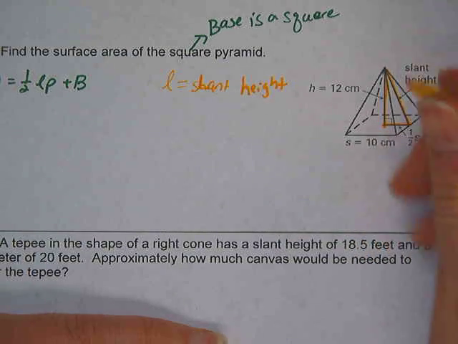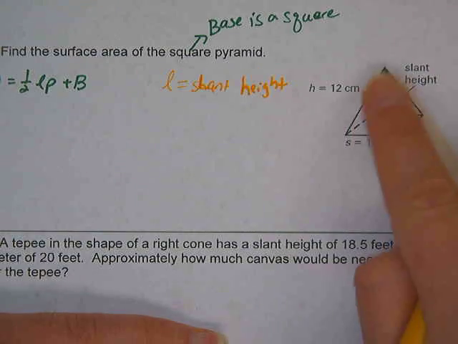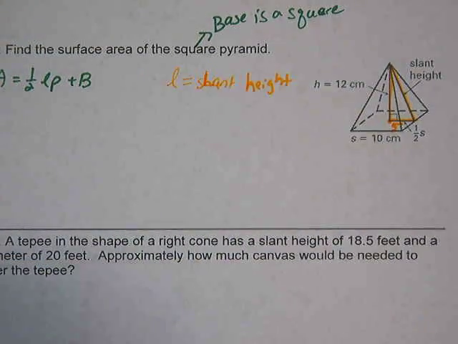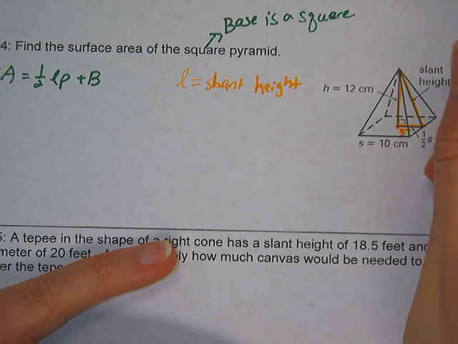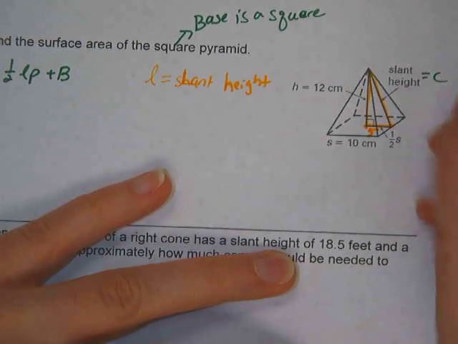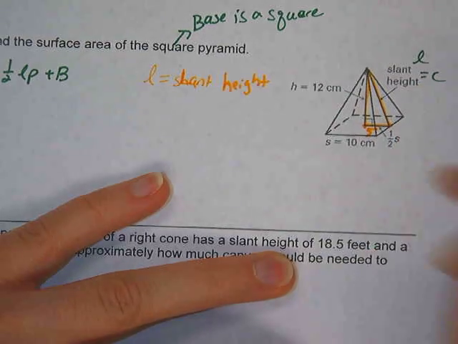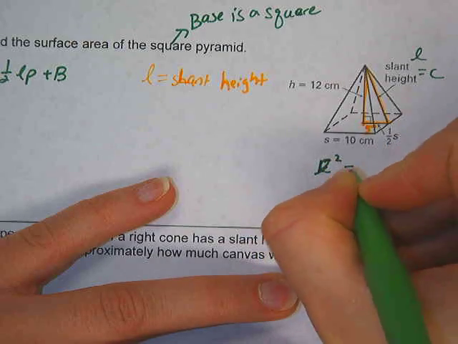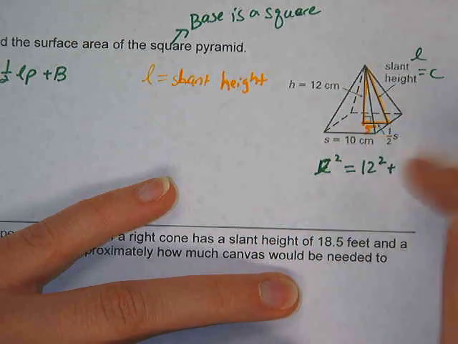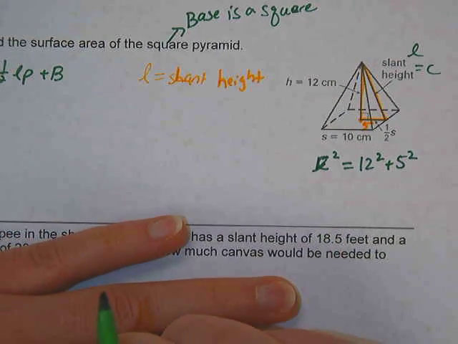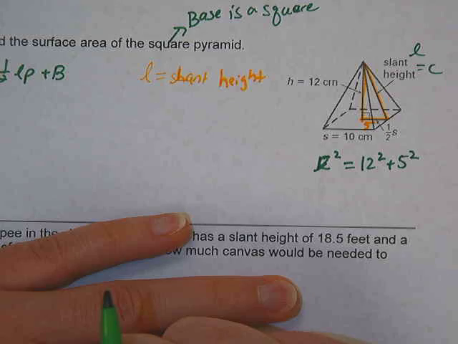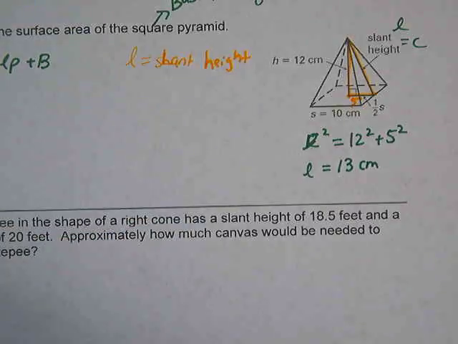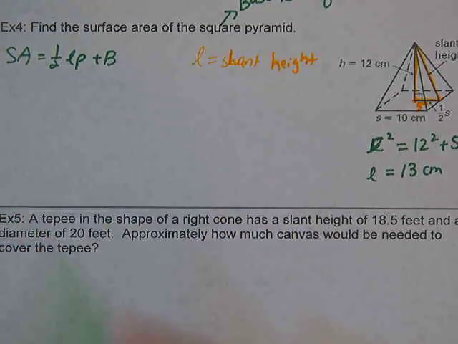If you look right below it, it says S equals 10 centimeters. So that means that this right here is a 5. I have a 12, a 5, and I'm going to use that information to find the slant height. The slant height in this instance is going to be C for the Pythagorean theorem. So it's L for the formula, but it's C for the Pythagorean theorem. So we're going to have L squared equal to 12 squared plus 5 squared. Pause this if you need to find your slant height. And your slant height is going to be 13 centimeters.